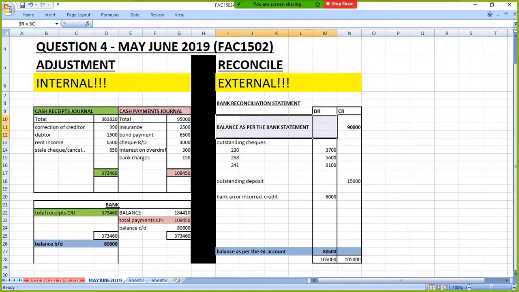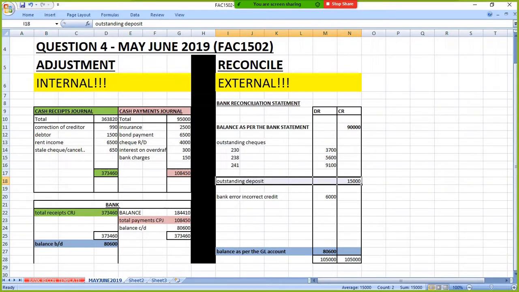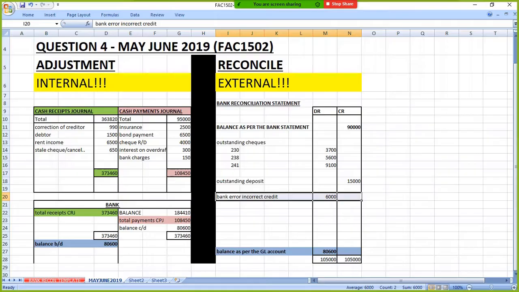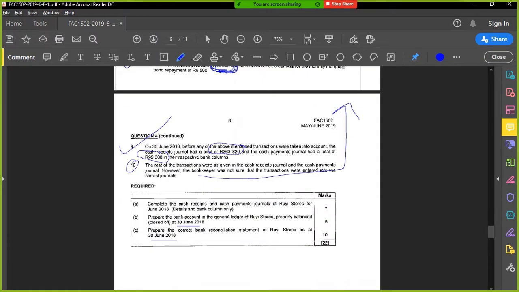Okay, what did you have here? Did you have the balance? Yes, I had the balance. Good. Did you have the outstanding checks? Yes, I had that. Did you have this, the outstanding deposit? No, I left out the outstanding deposit. Okay, so -1 there. Did you have this, the error? Yes, I had the error. Perfect. Okay, so -6.